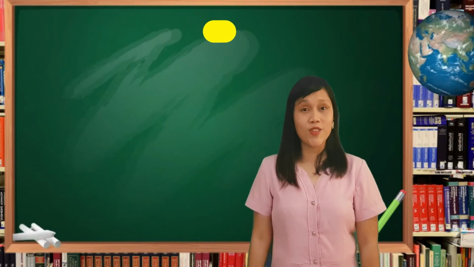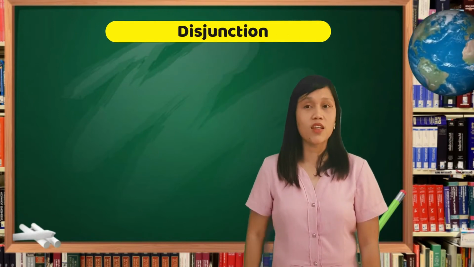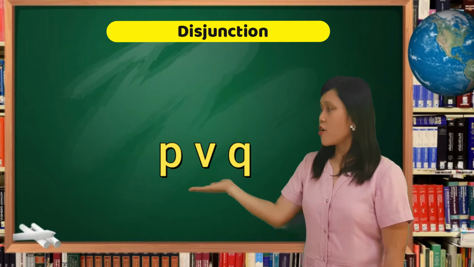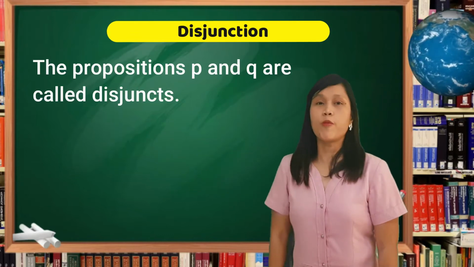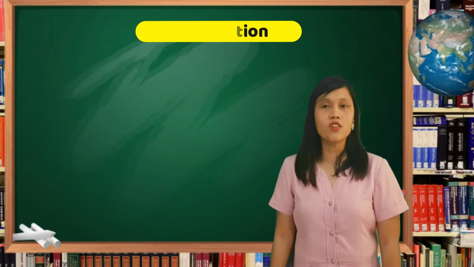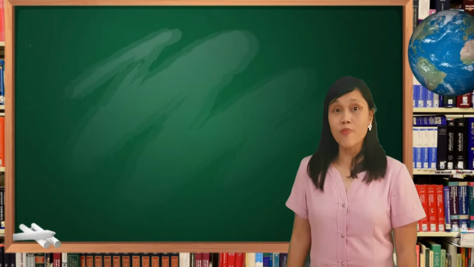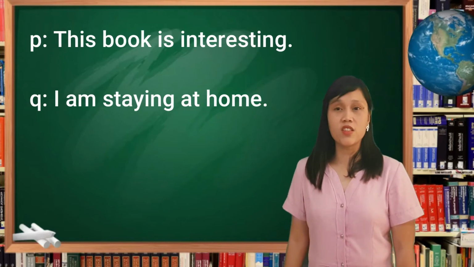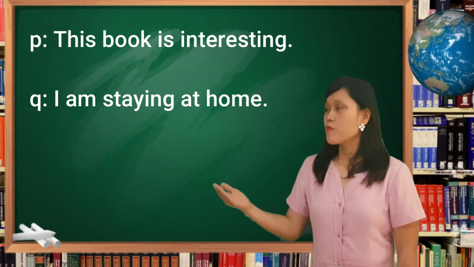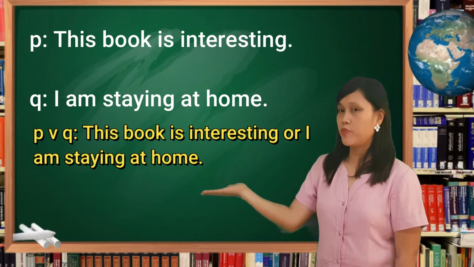The third logical operator is called the disjunction. The disjunction of propositions P and Q is denoted by this symbol, read as P or Q. The propositions P and Q are called disjuncts. Disjunction is the result of combining two other propositions called disjuncts. Example, given the following propositions, P, the book is interesting, and Q, I am staying at home. P or Q, this book is interesting, or I am staying at home.